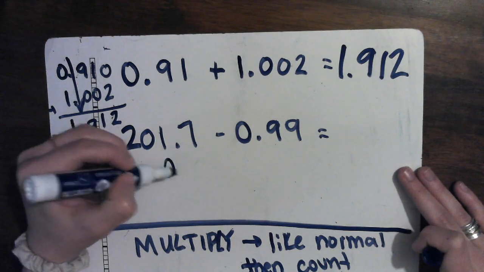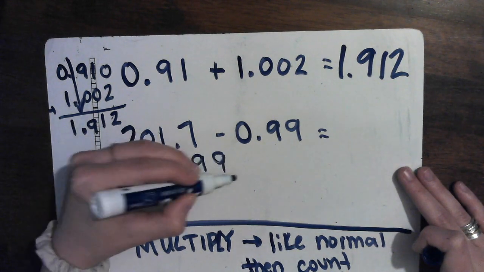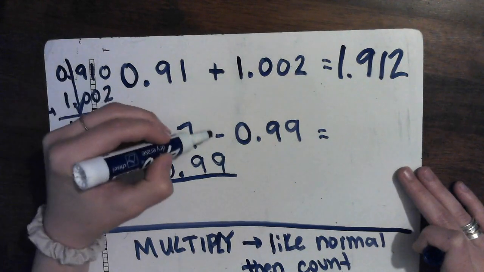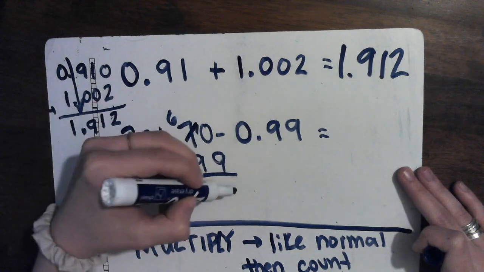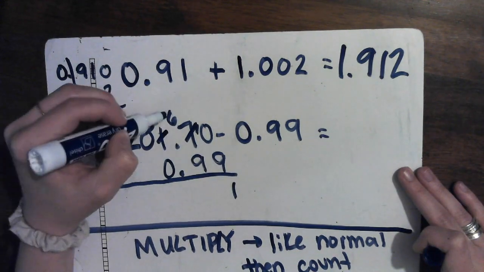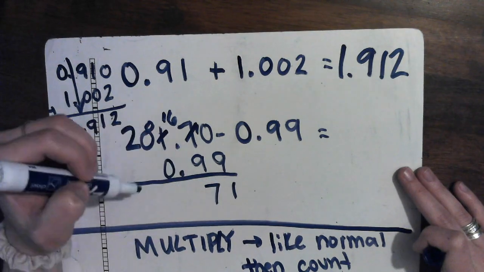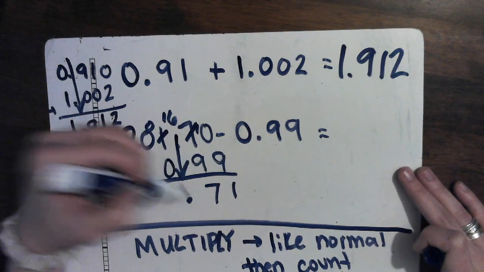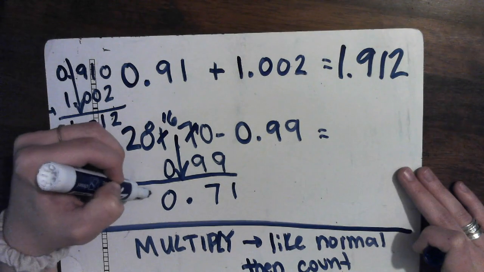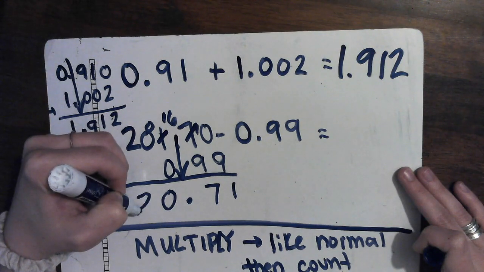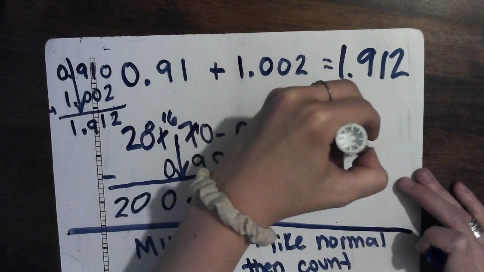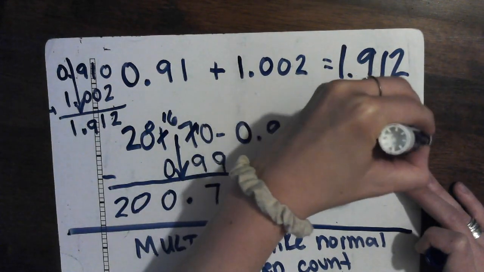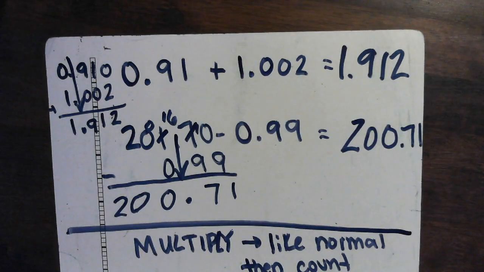When we subtract, I'm going to just use this because it's already written here. And I am going to line up my decimal places. I need some placeholders, and now I'm going to subtract. You have to do some regrouping with this one. Bring down your decimal. So then we get 200.71 or 271 thousandths. I mean hundredths.